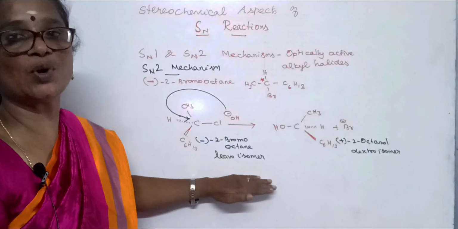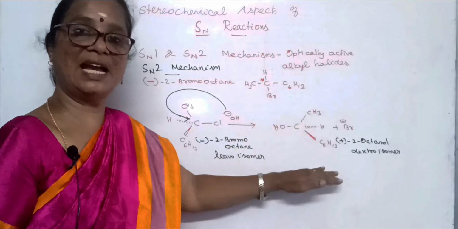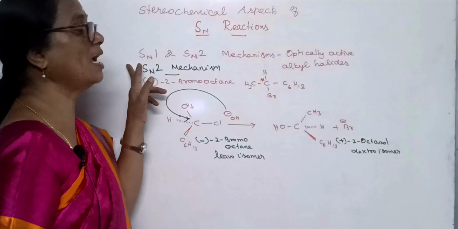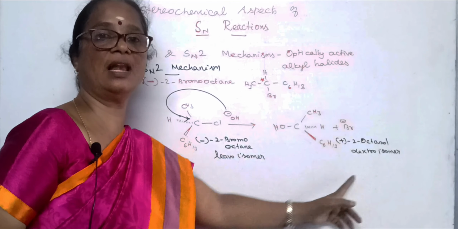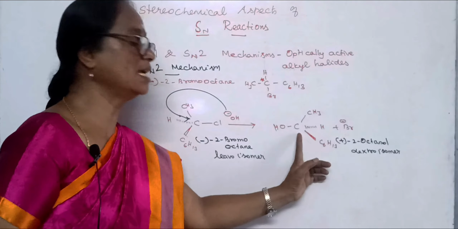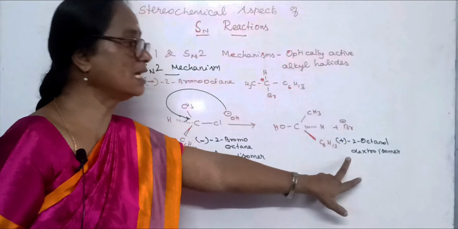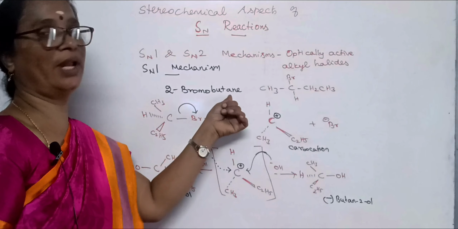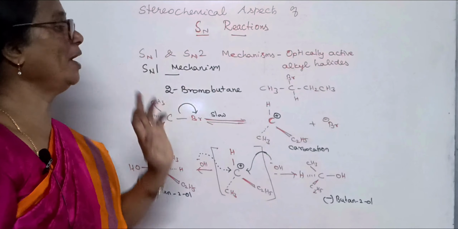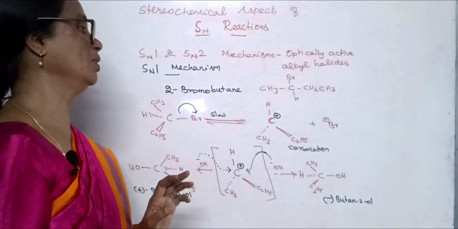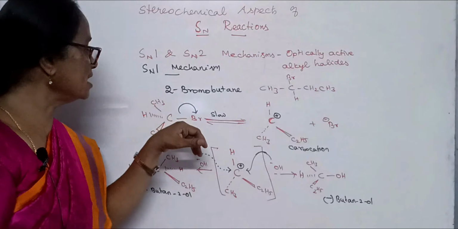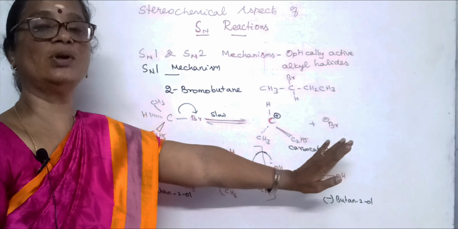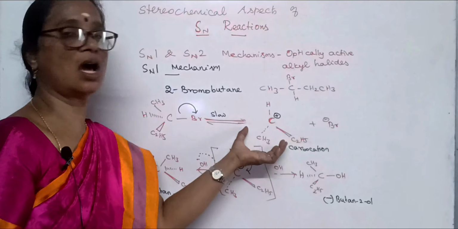So the direction of rotation of plane polarized light changed as a result of the reaction. So this confirms the SN2 reaction. It alters the spatial arrangement of the groups about the central carbon atom, and the resulting product will be the inversion. Let us take 2-bromobutane to explain the SN1 mechanism of an optically active compound. In this case, the first step is the slowest step, in which the halide is removed. As a result of it, we will get the carbocation.